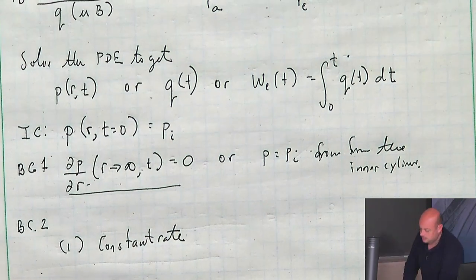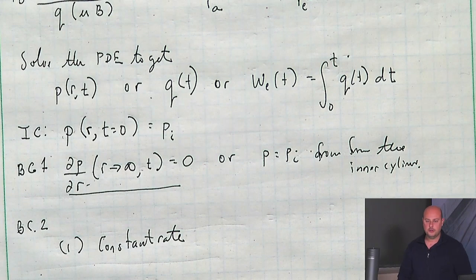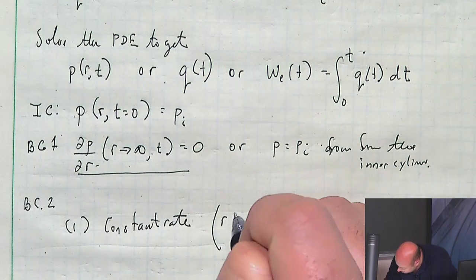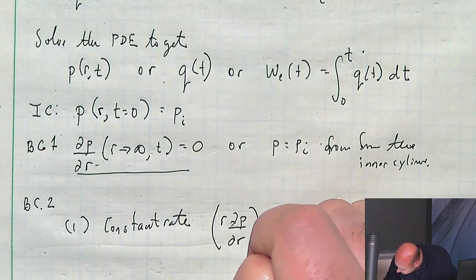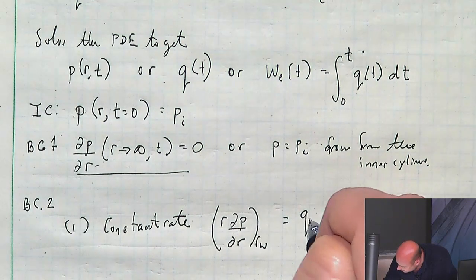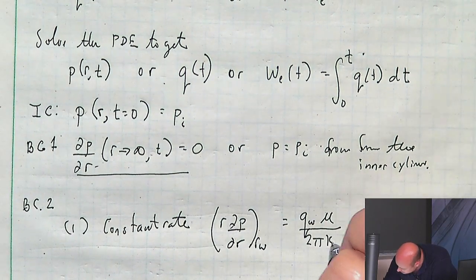Okay, this is what we used in Reservoir 1. This is what you learned in Dr. Song's class. This is what I discuss in the video. And the constant rate says that at the wellbore, or at the inner cylinder, I should say, you have a constant rate, like QW mu 2 pi kh.